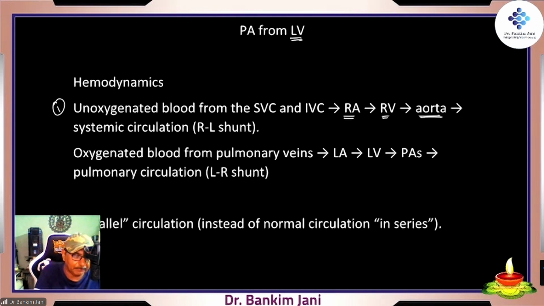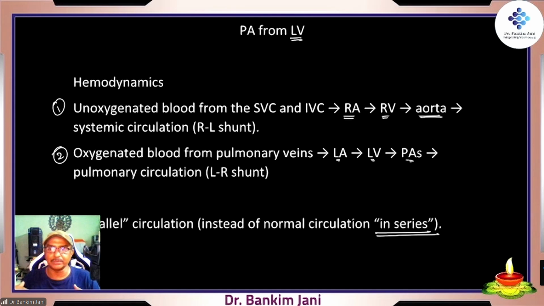This is one. Second, oxygenated blood goes from the pulmonary veins to the left atrium to the left ventricle to the pulmonary arteries and into the pulmonary circulation. Full-fledged oxygenated blood is circulating again and again, right? Not getting used. That is what is called parallel circulation, instead of normal circulation, which is called in series. This is another term.